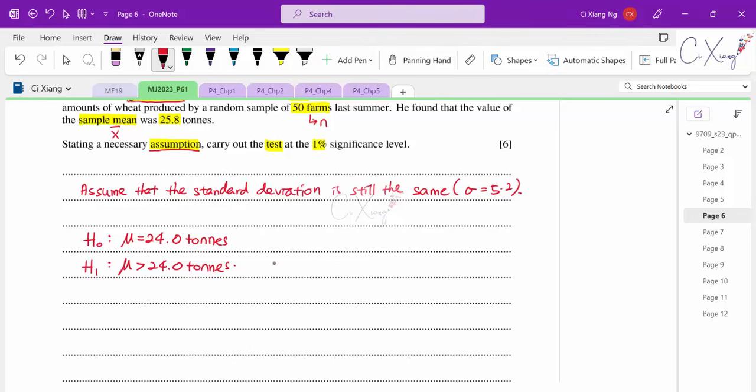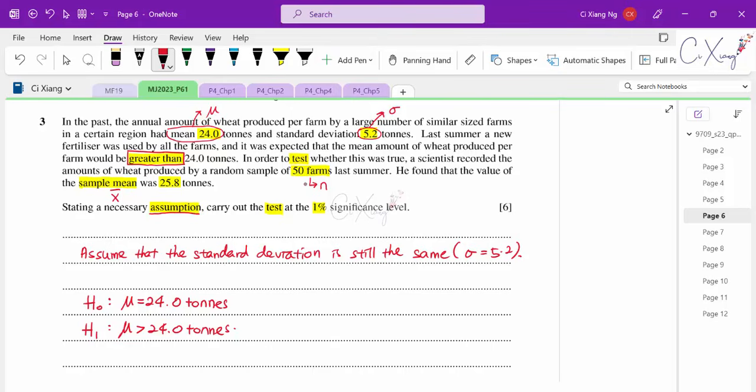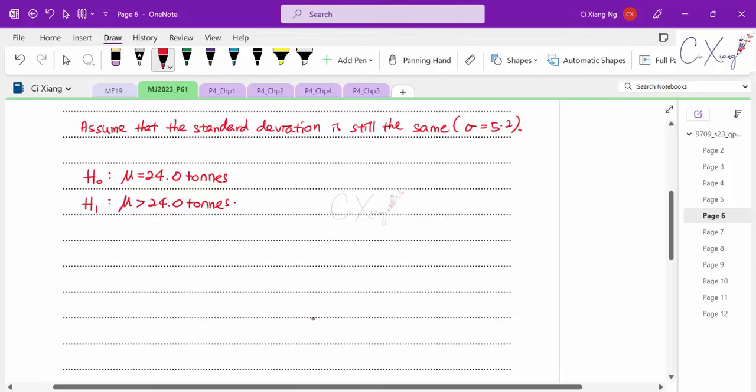For this test, I'm going to use the normal distribution, because the sample size given in the question is large. Although we don't know the original distribution of the population, since the sample size is large, we can assume that the sample mean is normally distributed. To carry out the test at 1% significance level, I will use the critical value approach. First of all, I want to find the critical value.